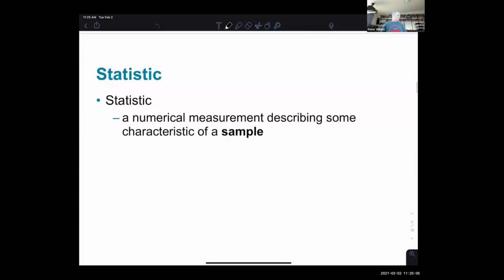So now a statistic is a numerical measurement describing some characteristic of a sample. So basically, when you are trying to investigate a parameter, but there's too many things to get the data from everything, then you collect a statistic. You take a sample of all the things that you're considering, and then you look at the numerical measurement from your sample, and that's called a statistic.